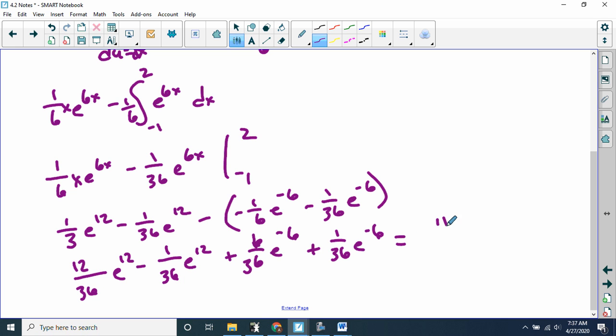So it looks like I get 11/36 times e to the 12th plus 7/36 e to the negative 6th. That is integration by parts.